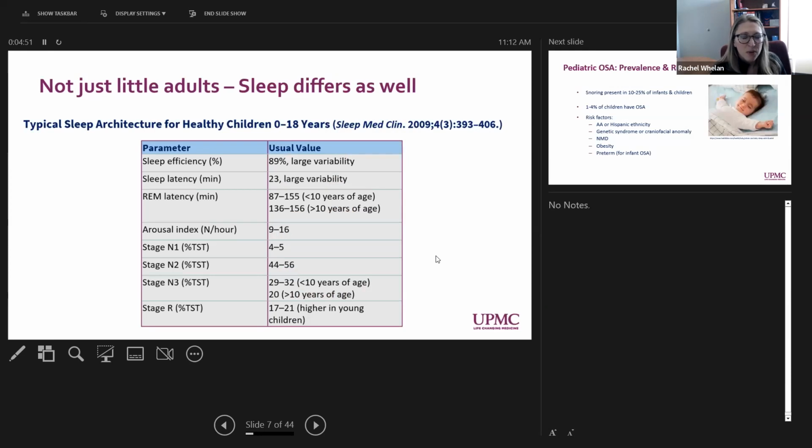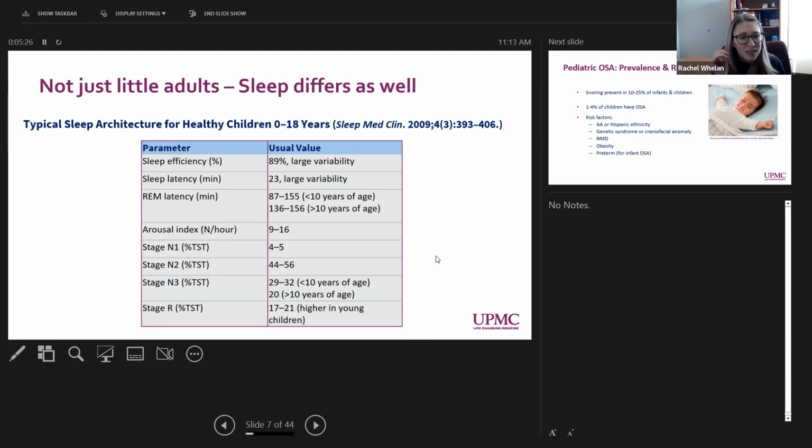So when we look at sleep architecture and sleep parameters in otherwise healthy children, this also differs compared to adults. And so some of this is board testable stuff. But, you know, a lot of it just intuitively makes sense. When you look at sleep efficiency in children, obviously there's pretty large variability, but this tends to be more efficient than in adults. They tend to fall asleep quicker and sleep ideally for longer stretches at a time. There also tends to be decreased REM latency and decreased sleep latency when compared to adults.